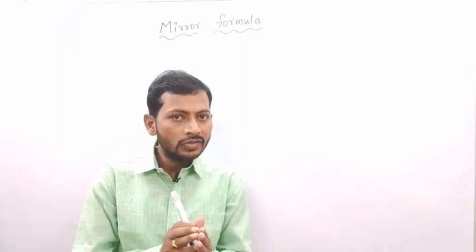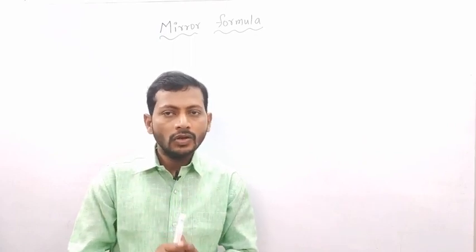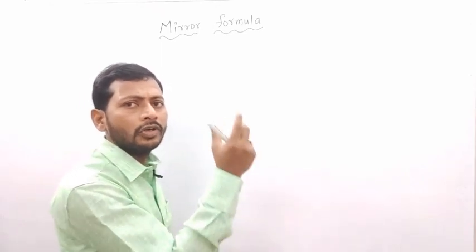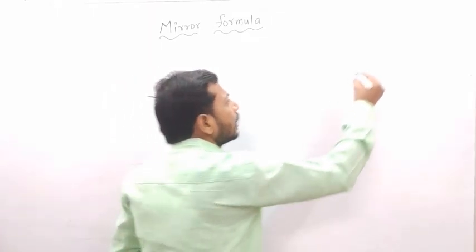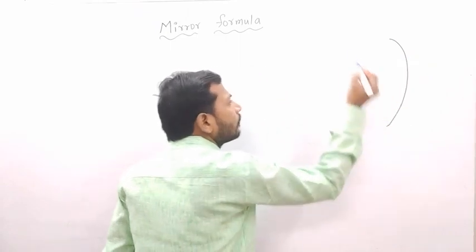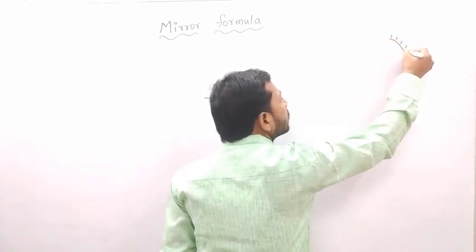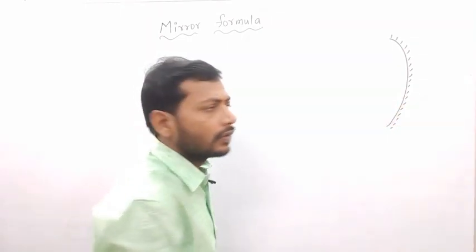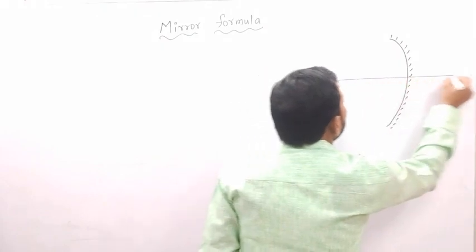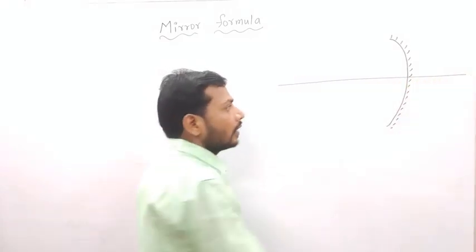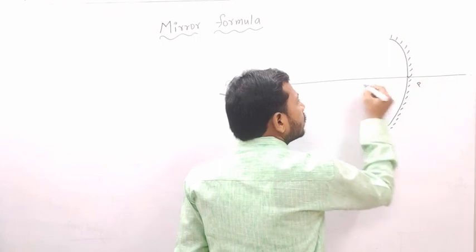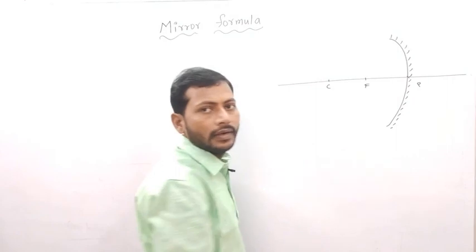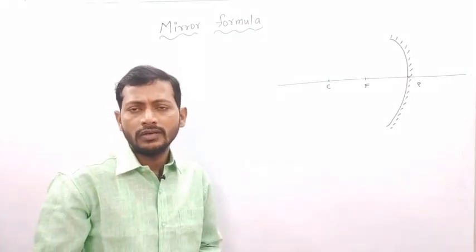So that thing only I am going to write here. Observe once, I am going to draw one diagram. Now I am going to take this mirror formula for a concave mirror. I have taken the concave mirror, this is the principal axis. This point is called the pole, this is the focus, this is the center of curvature. Anywhere you can take the object, no problem.